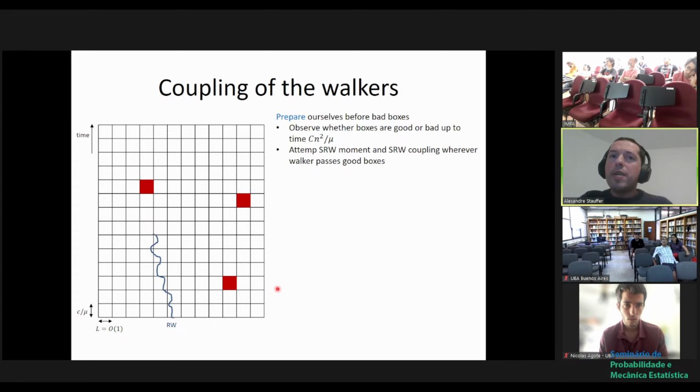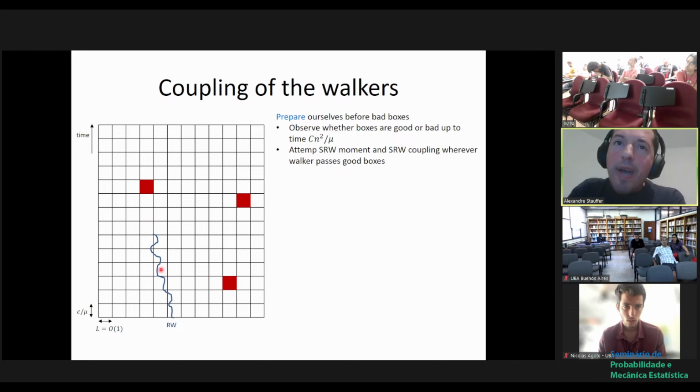Then we start to look at the walker, which comes from the origin. We start to walk in this picture upwards. And as long as the walker is passing through good boxes, we try these simple random walk moments. Right? They are nice moments where we can try to do a smarter coupling. We can try to do a simple random walk coupling of the two copies of the walkers. This uncouples the environment, as I said, because the distance between the walkers changes, but you are in a good box, so everything is oblivious, so you recouple the environment and things can keep going.